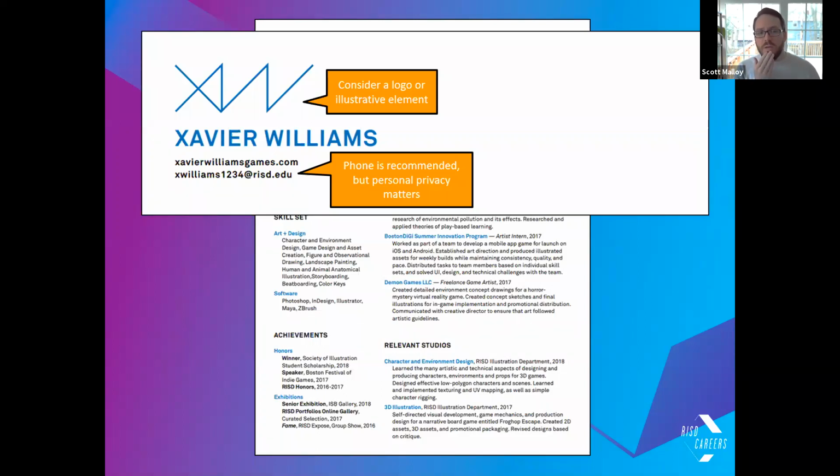But I think the logo here that you see for Xavier Williams is a good example of one that is adding value. It is showing some skill and some creativity, and it's distinct, it stands out, and it's not distracting. So that's not to say that you must have a logo or some hand-lettered, illustrative version of your name or anything like that. But if you feel ambitious and you feel like you have the skill to do something like this, it can be a nice professional touch. So there are these little things that you can do to help your resume stand out.